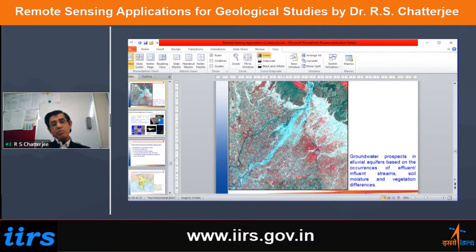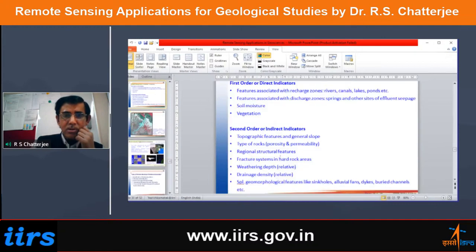Okay. So based on your first order indicators or signatures, we can interpret the groundwater prospects very nicely. And then you can use all those second order indicators, as I had told you, like rock types, geological structures, and hydrogeological properties, as I have already explained to you. So by interpreting each of these indicators and then finally integrating them, you can understand where the groundwater prospect is high and where the groundwater prospect is low.